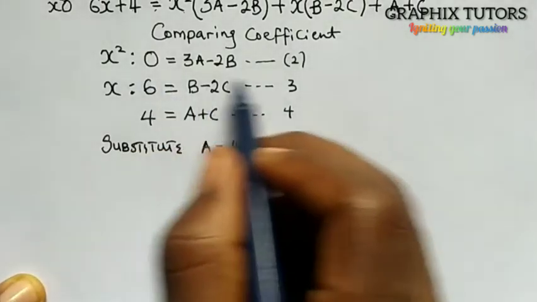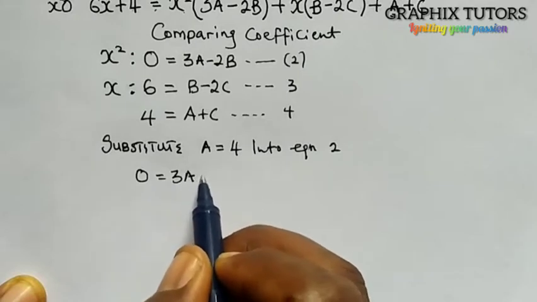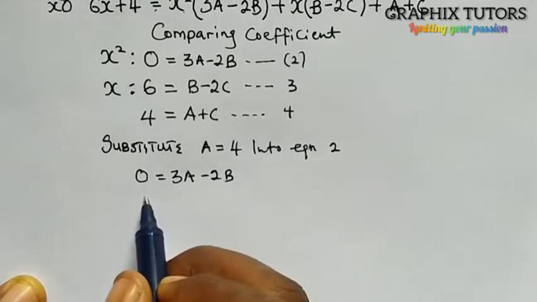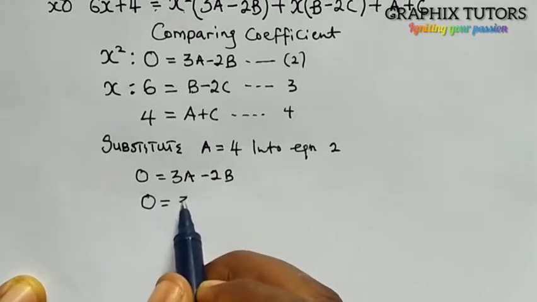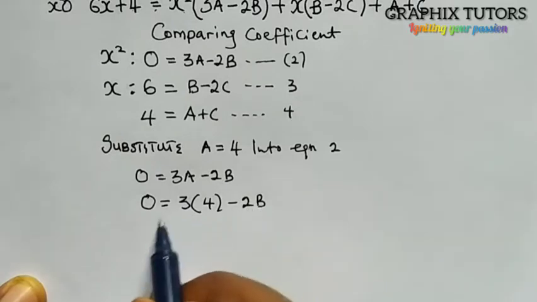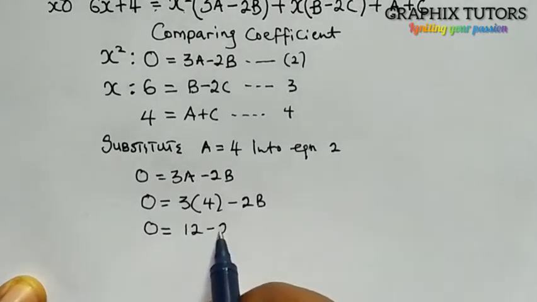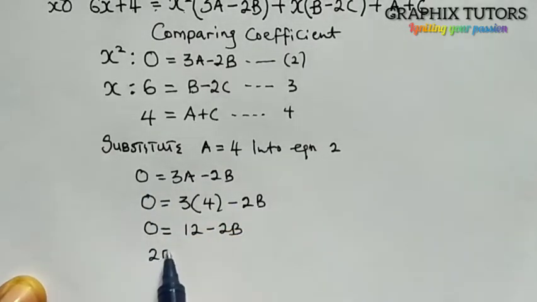Now if I put into equation 2, I'll be having 0 equals to 3a minus 2b, right? So if I put my value, we have 0 is equal to 3 into bracket 4 minus 2b. So from here, this will give me 0 equals 12 minus 2b, because 3 times 4 is 12. Now if I take minus 2b to the other side, I'll be having 2b is equal to 12. Now if I divide both sides by 2, my b is equal to 12 over 2. I will say b is equal to 6.